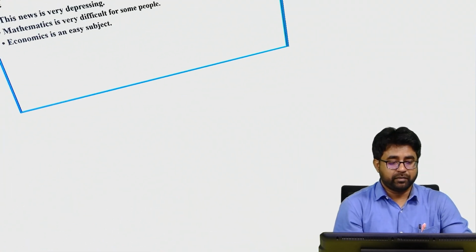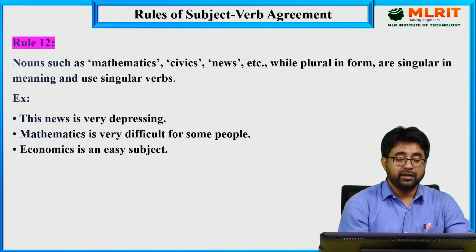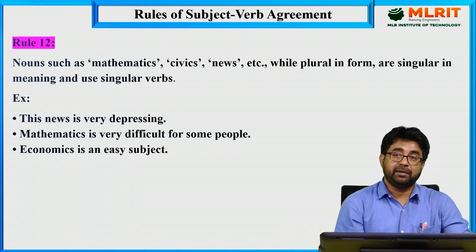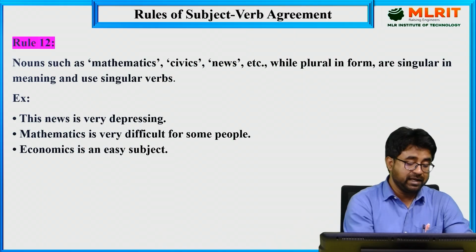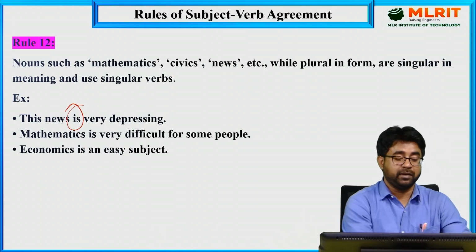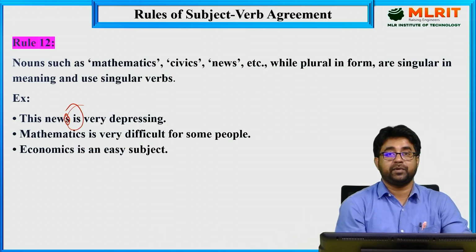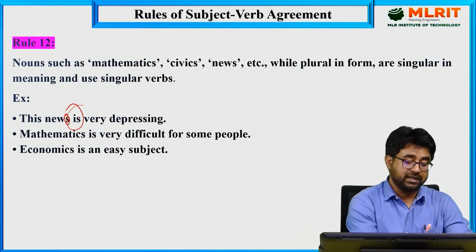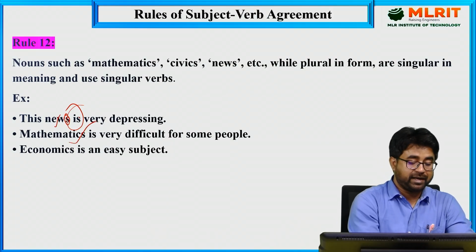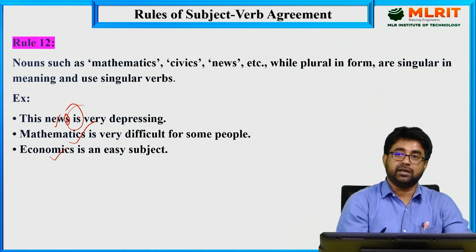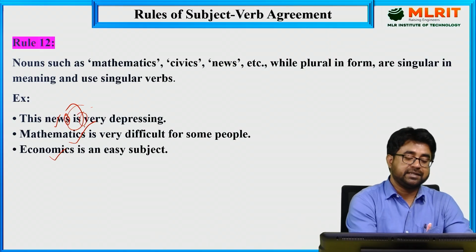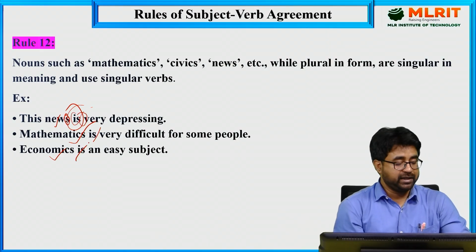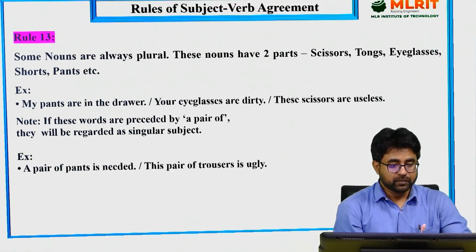Now rule number 12, let's come to rule number 12. There are certain nouns that might look plural, but actually they are singular, and hence they should always take a singular subject. The news, for example. Because of this S, you might get confused that it's plural, so it should be are, but please understand that is not the case. These nouns, news, mathematics, economics, they are singular. Hence, they will always take a singular verb only.